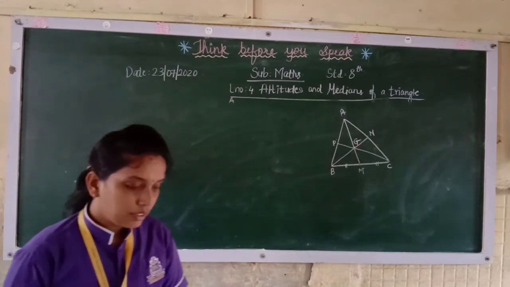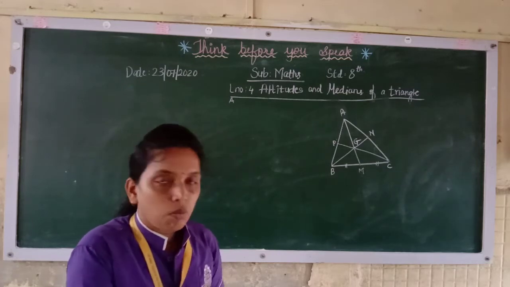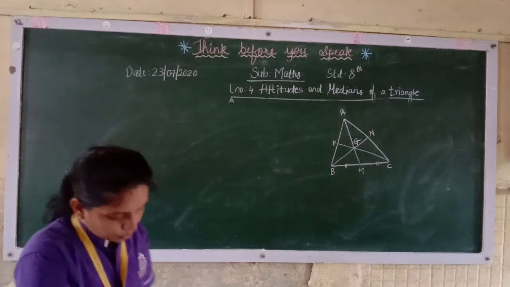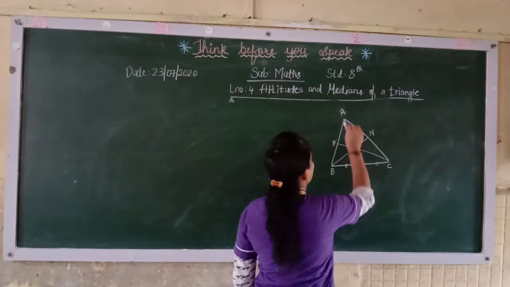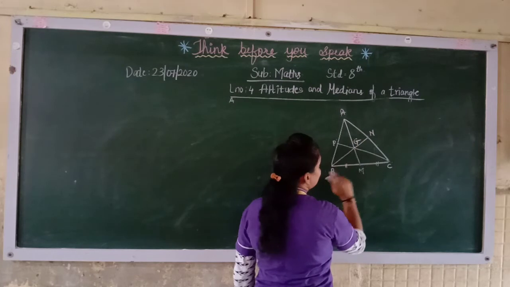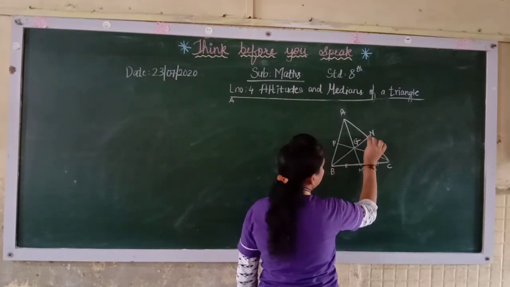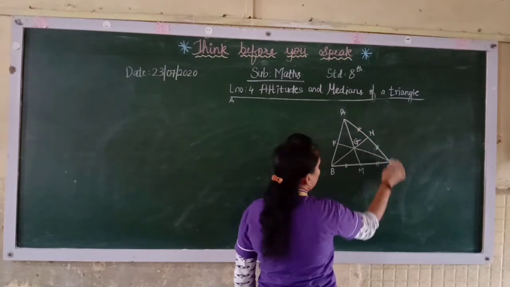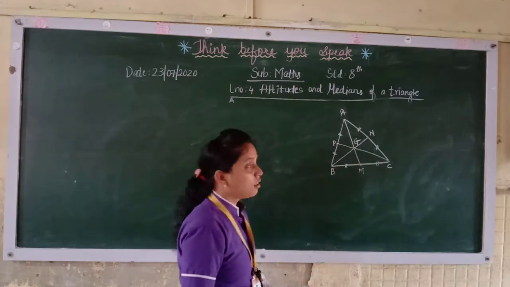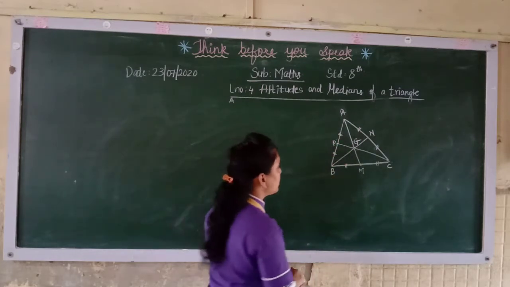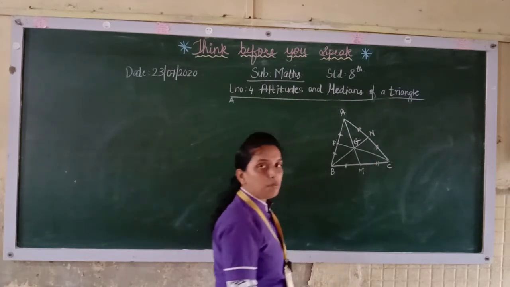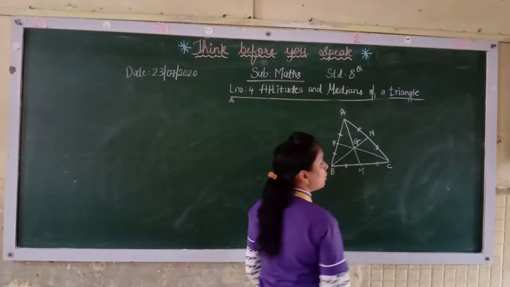Now, what is a median? The segment joining the vertex and the midpoint of the opposite side. If ABC is the triangle, according to this vertex, the opposite side is BC. So N is the midpoint of BC, N is the midpoint of AC, and P is the midpoint. Midpoint means the two sides, after dividing it, will be equal. For example, if this is 8, then it will become 4 and 4. BM will be 4 and CM will be 4. So 4 plus 4, BC will be 8.